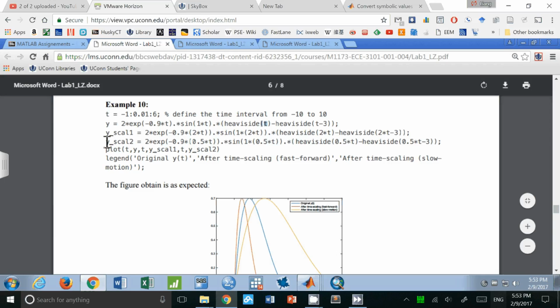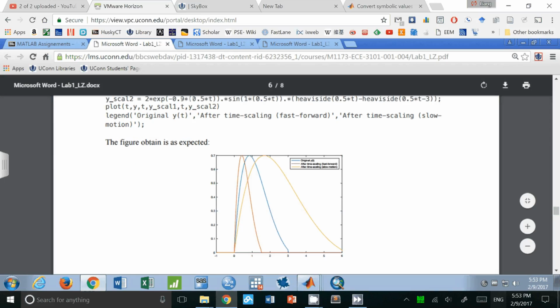If you want to slow down, replace t with 0.5 times t, so half of the speed. Replace t here with 0.5 times t. Replace t in the Heaviside function with 0.5t, so t minus 3 becomes 0.5t minus 3. So this is what we have eventually. We have the original, the blue curve. The red one will be the fast forward, and the orange yellow one is the slow motion.